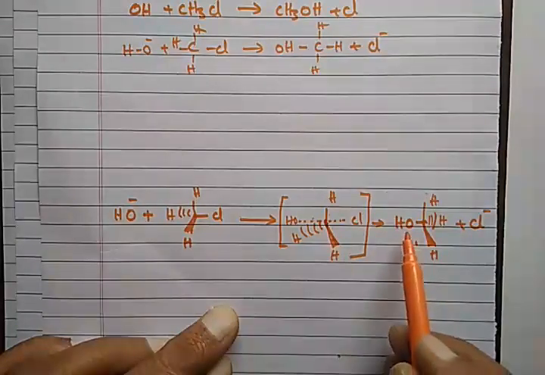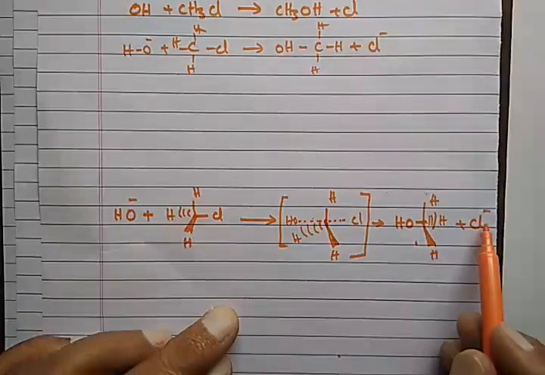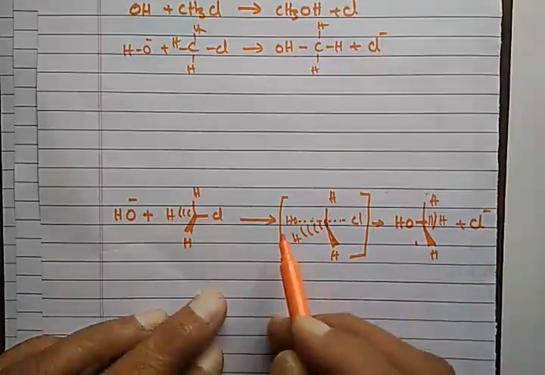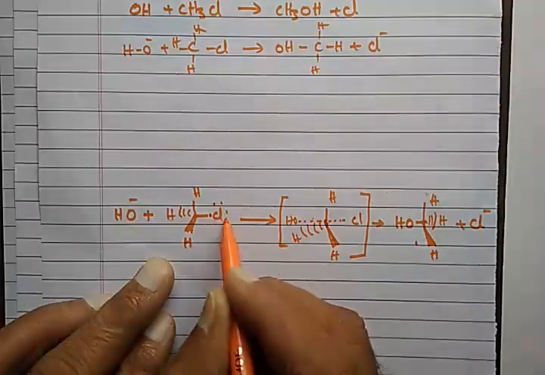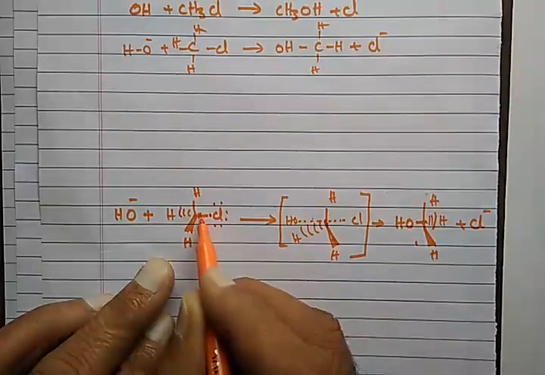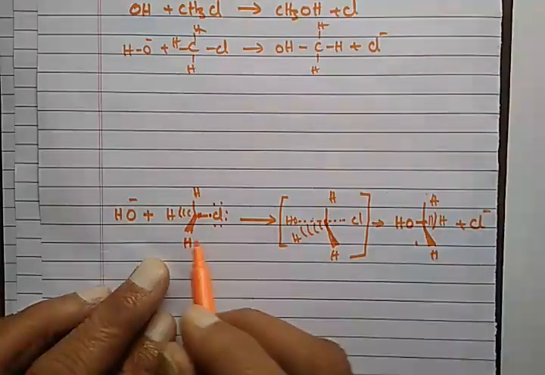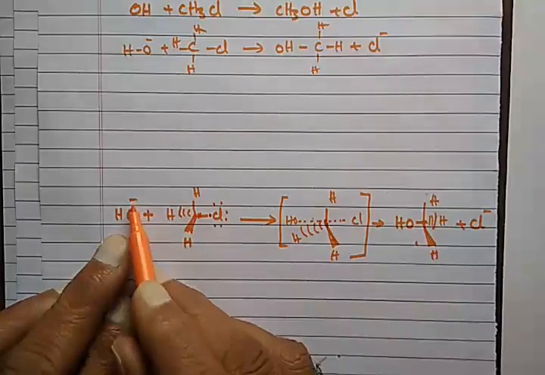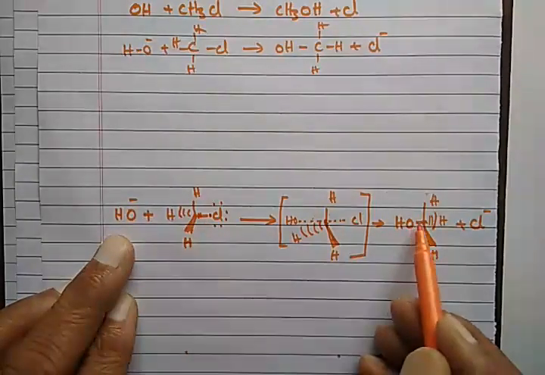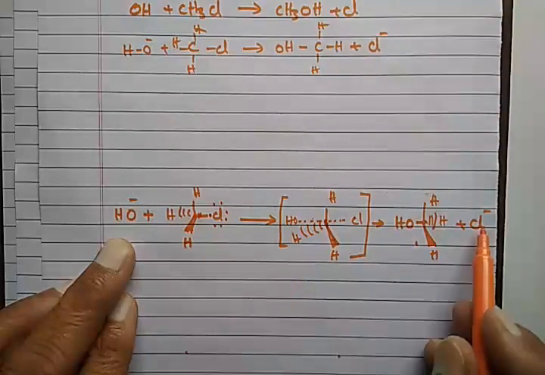Afterwards, this will get the bond completed and this will go away. When this is going away, it will take 1, 2, 3, 4, 5, 6, 7 electrons, and this electron also it will take away. So that's why it will become negative. Whereas this will bring that electron. This has got an excess electron, so it will bring it here. So that's why this is getting negative.